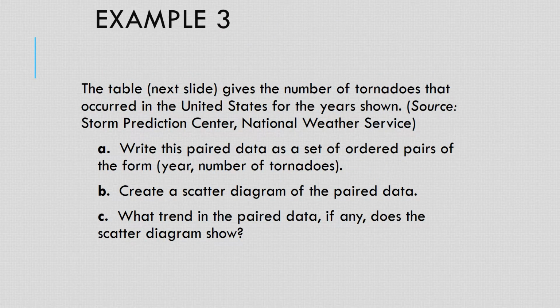So for example, when you are given data, you want to write this as an ordered pair. For this problem, it says that the table gives the number of tornadoes that occurred in the United States for the years shown. We're going to see on the next slide. It wants us to write the paired data. So we'll establish what will be our x and what will be our y for this problem. Our year is our x, our y is our number of tornadoes. We create a scatter diagram of the paired data, and then we decide what type of trend is happening, meaning is the function increasing, decreasing, or is there no trend, meaning that you can't predict.